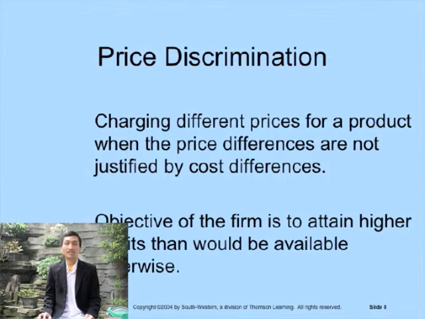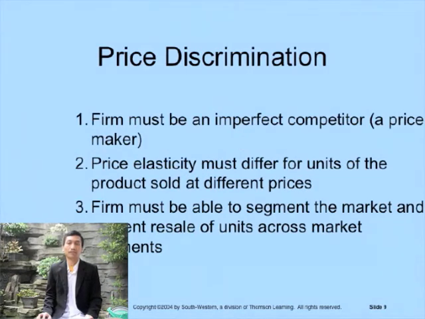Now we discuss price discrimination. What is price discrimination? Price discrimination is charging a different price for a product when the price differences are not justified by cost differences. The objective of the firm is to obtain higher profits than would be available otherwise. These are the assumptions to implement price discrimination. First, the firm must be an imperfect competitor. Second, price elasticity must differ for units of the product sold at different prices. And third, the firm must be able to segment the market and prevent resale of units across market segments.